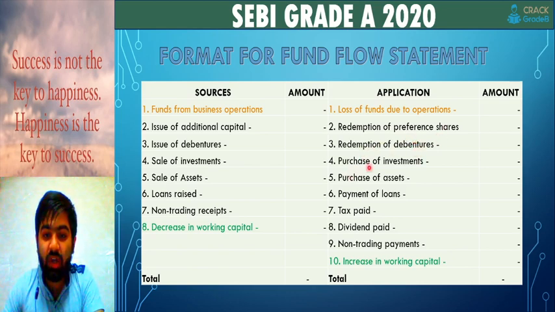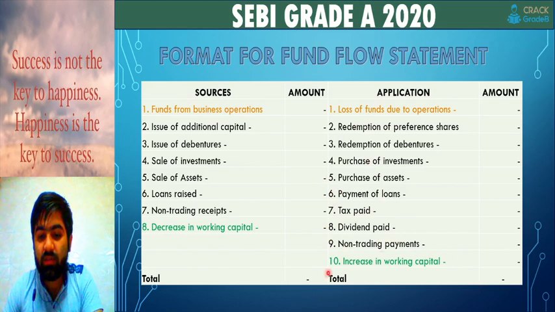Then redemption of debenture, purchase of investment, purchase of assets, payment of loan, tax paid, dividend paid, non-trading payments. So you see, like we are getting money from investment, here we are purchasing, we are applying the money. So it is just the opposite. The additional points are only tax paid and dividend paid. If we have capital, we have to pay dividend. If we earn income, we have to pay tax. So it is also an application. And in last we have increase in working capital, which is also a balancing figure, and we can find it in the next slide. We use it for analysis.